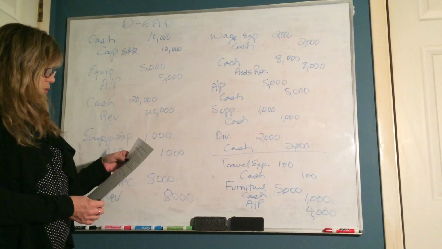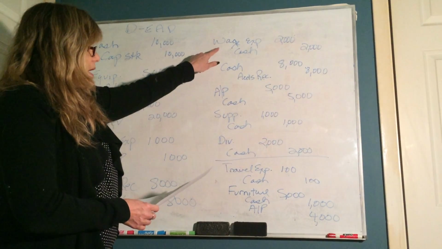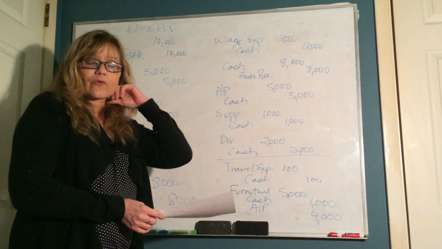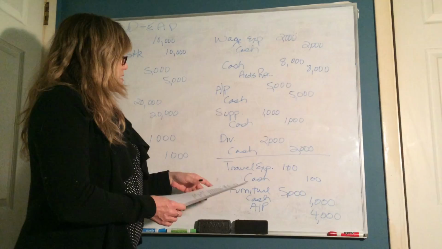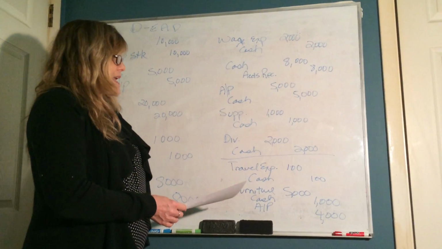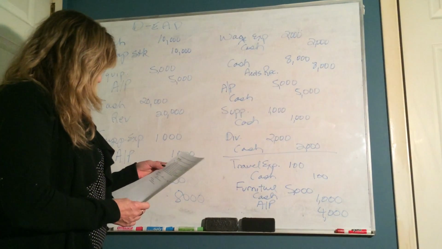Next one, we paid employees $2,000 of wages they earned. That is going to be wage expense, $2,000. That's a debit. Remember, an expense account increases with a debit. Wage expense is $2,000 debit. Cash decreases. So we decrease an asset account with a credit. So cash is going to be credited for $2,000.